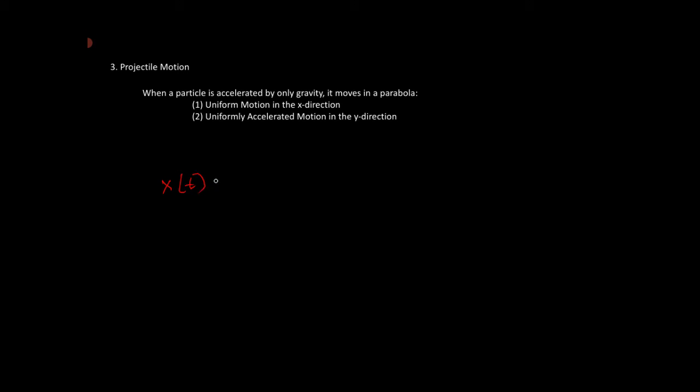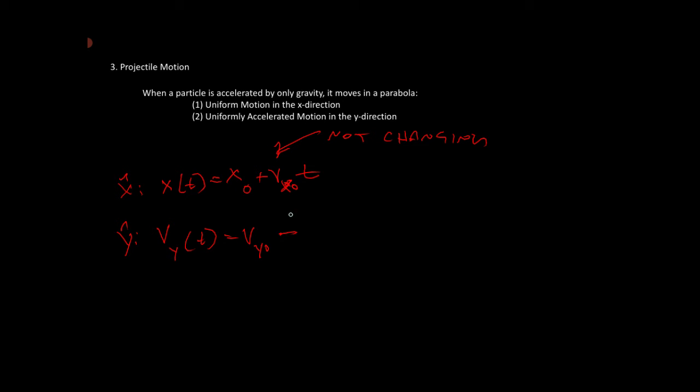So for uniform motion, x of t was x0 plus vxt. We may as well make that a vx0. Vx is not changing. So we're okay with that. And for the y direction, we had vy of t is vy0, or I guess it's minus g of t.